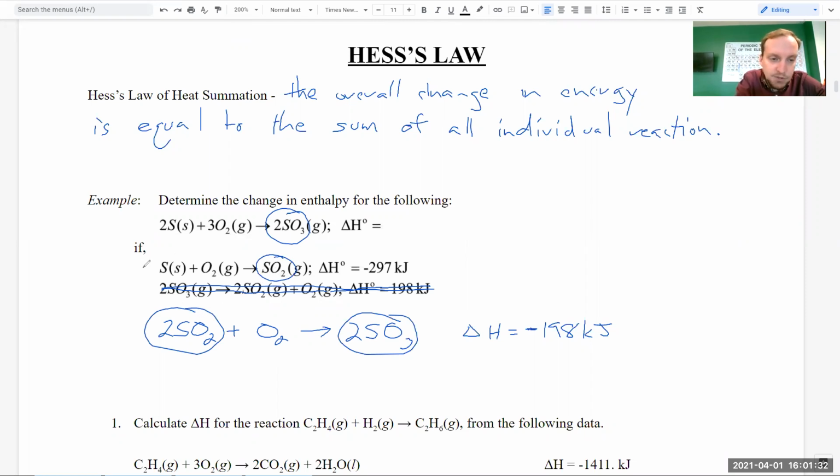So what I'm going to have to do is multiply all of this row by 2. So that's going to be 2S, 2O2, and so on. If we multiply everything by 2 in the reaction, double everything, we have to double the enthalpy. So negative 297 times 2 gives me negative 594 kilojoules.